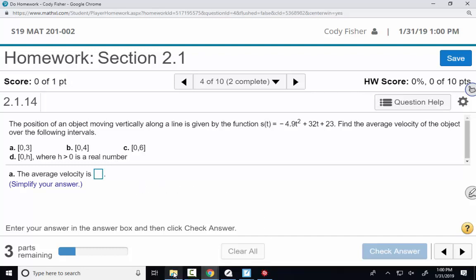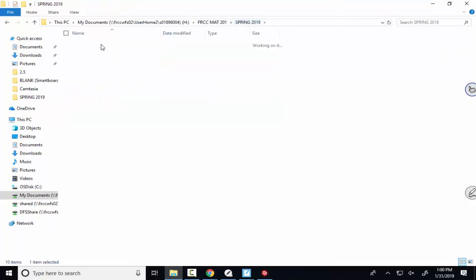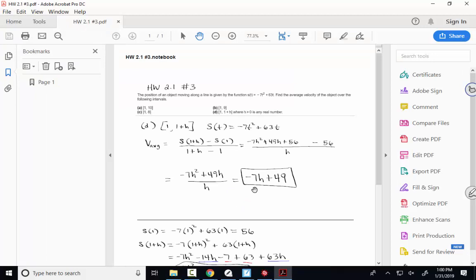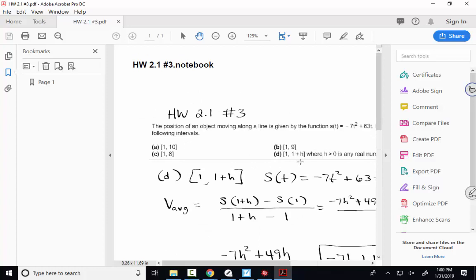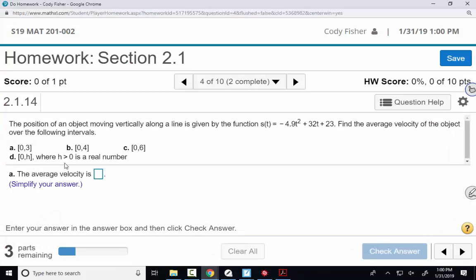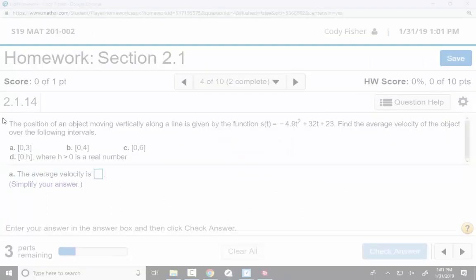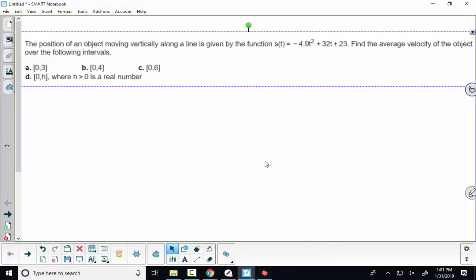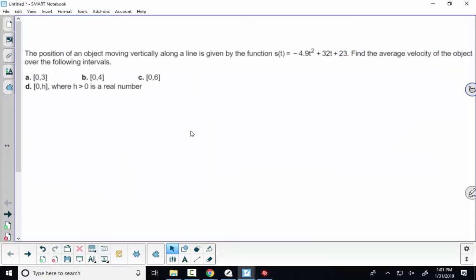So let me go back to our notes. I think we did something similar. No, we did this one here from 1 to 1 plus h. So it's not quite the same, is it? No, I tried that way. Okay. All right. Just making sure that we haven't covered that yet. This was 4.